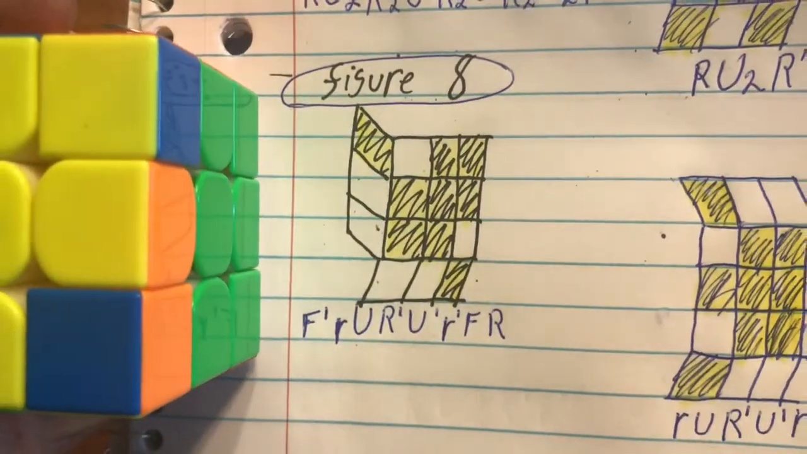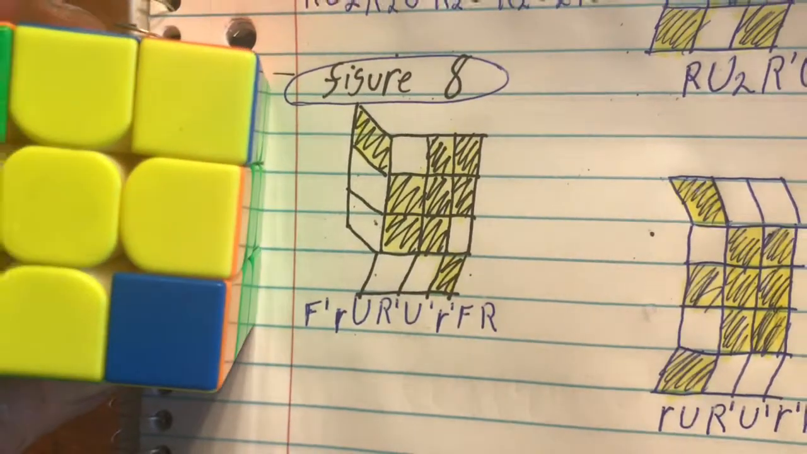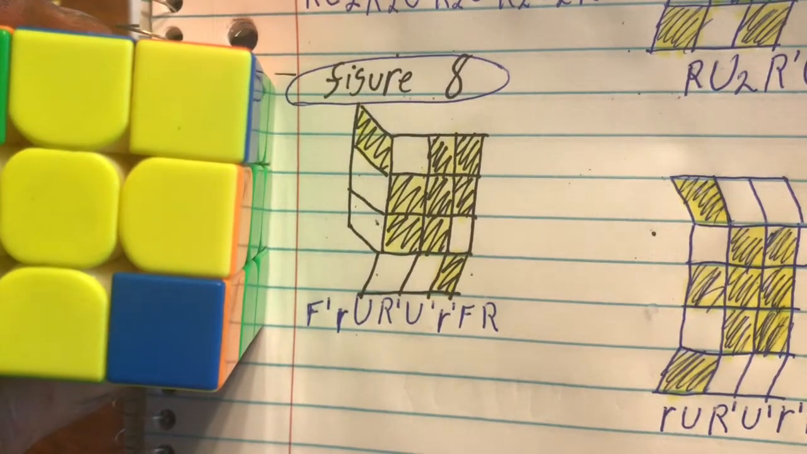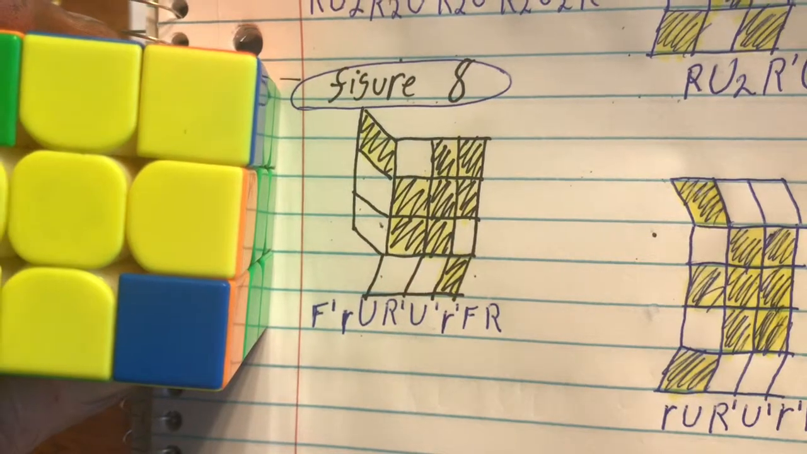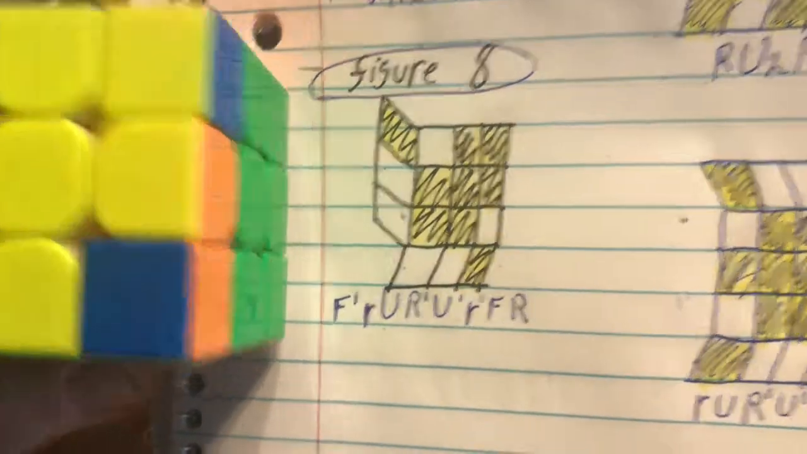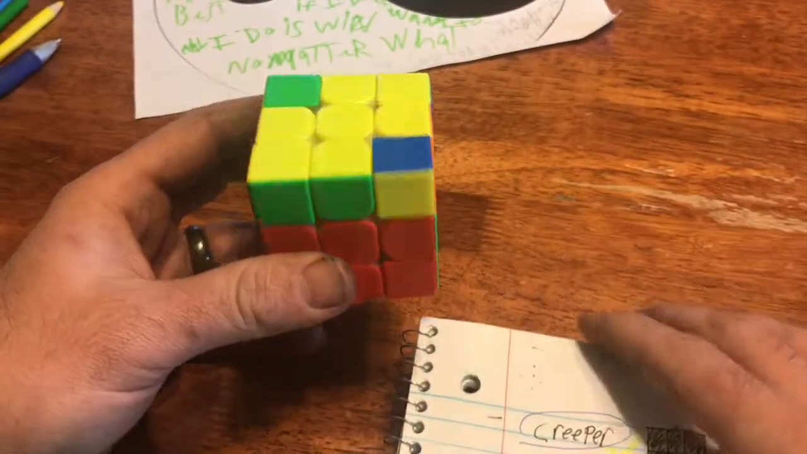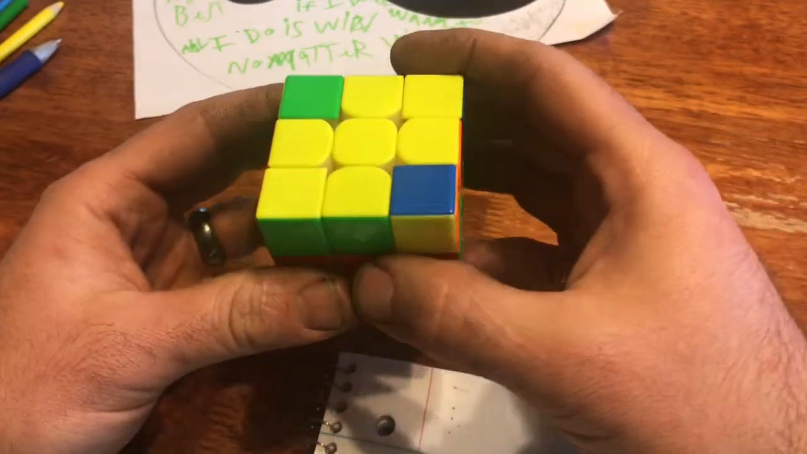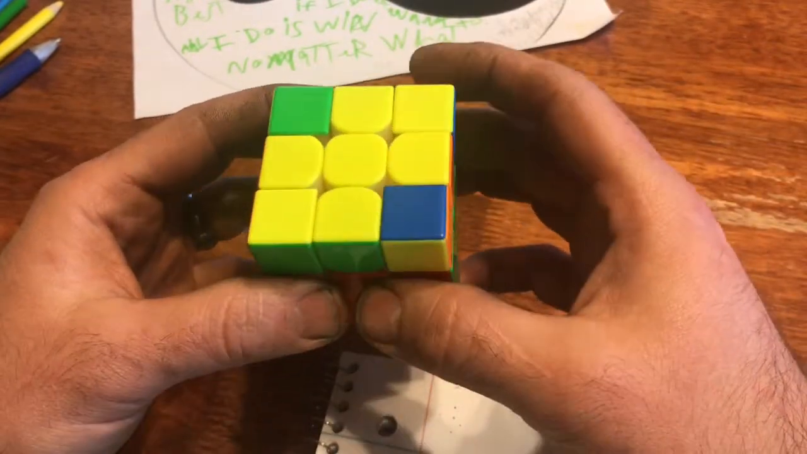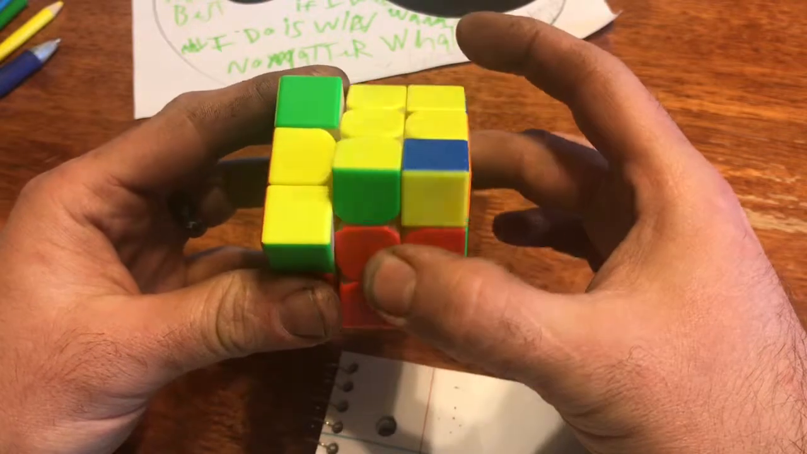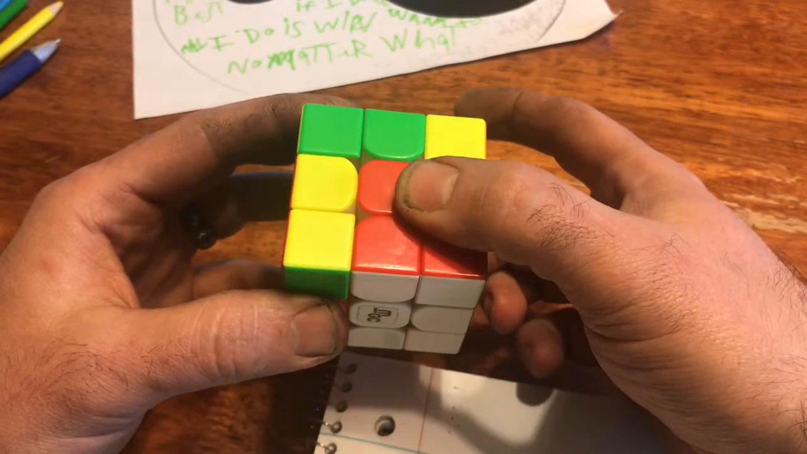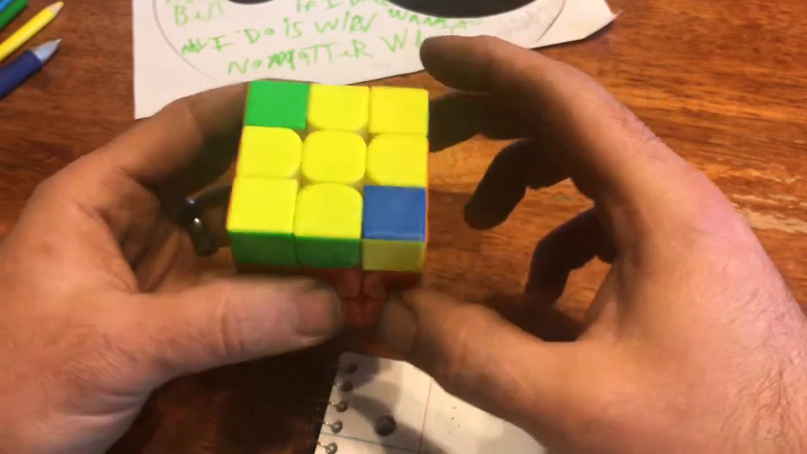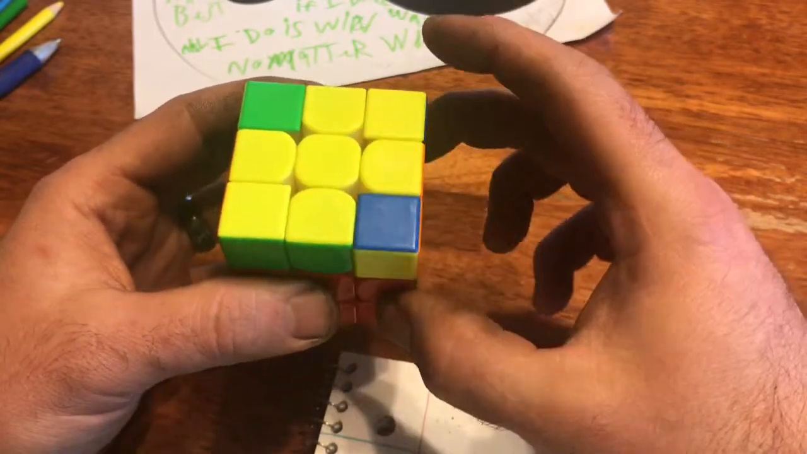The F, I, lowercase r, U, R, I, lowercase r, I, F, and R. So that lowercase r means that you turn 2 like that. If you have an r, lowercase r, and you have a lowercase ri, it's just like this. You have r and ri.